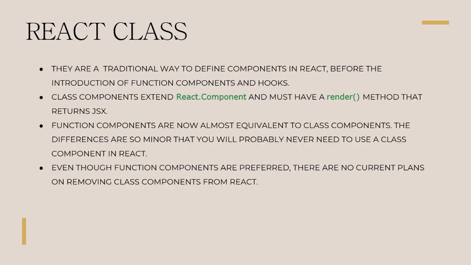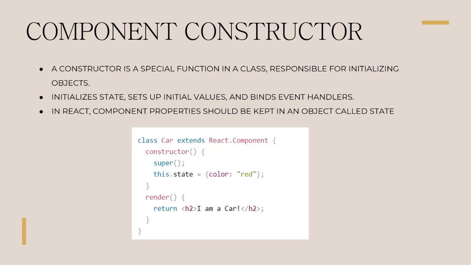Next, let's move on to React classes. This is similar to what I've explained so far about components, and these are the traditional way to define components in React, before function components and hooks. Class components, as I mentioned earlier, use extends React.Component and must have a render method. But function components are almost equivalent to class components, so we almost never use a class component in React.